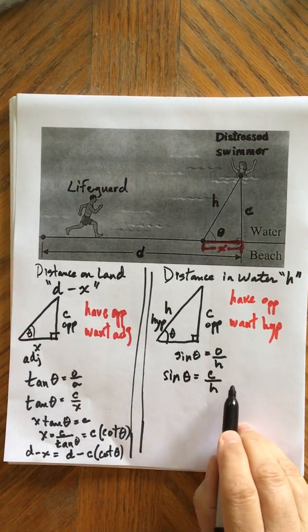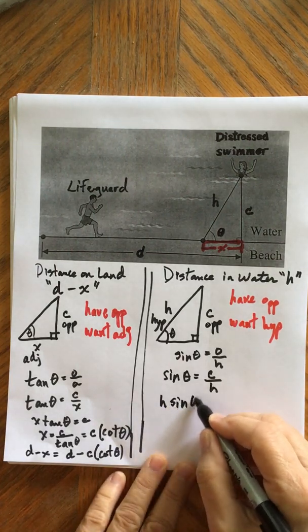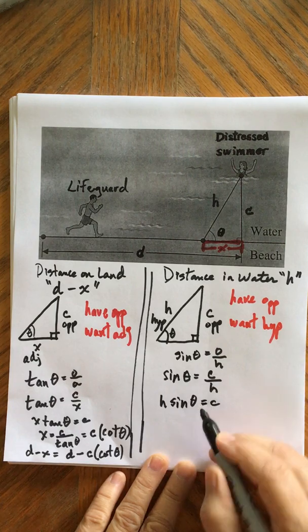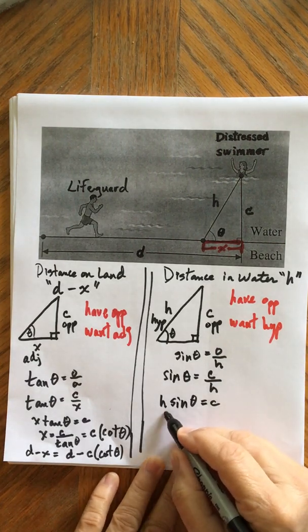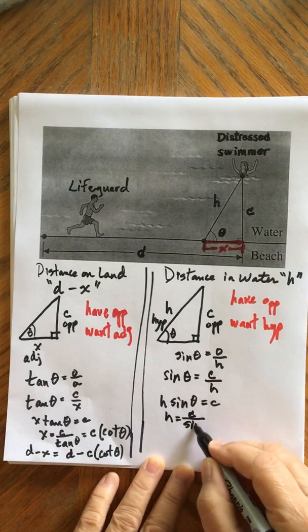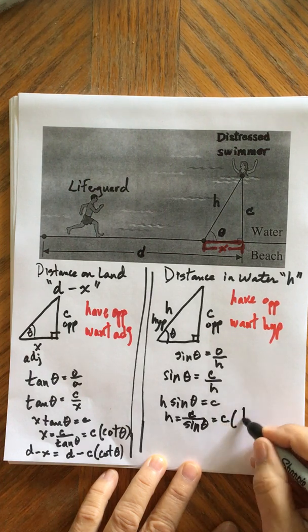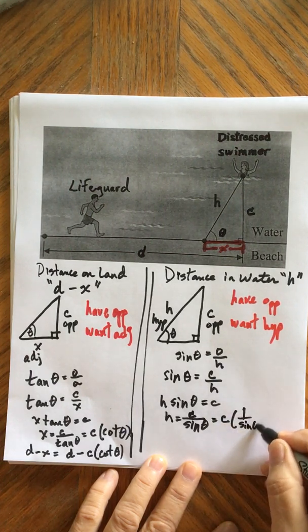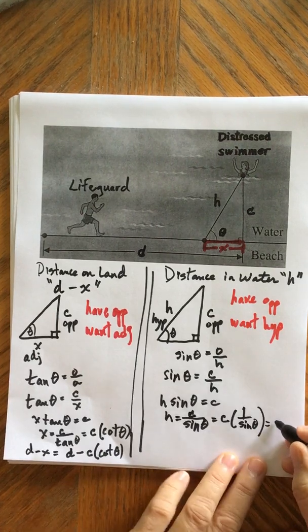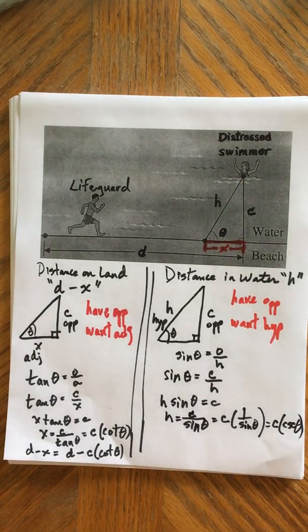Since h is in the denominator, I want to multiply both sides of the equation. So I'll have h sine theta is c. And now divide both sides by sine theta. So h equals c divided by sine theta, which would be fine. Some people will say c times 1 over sine theta, which is c times cosecant theta. Okay, so there's your answer for h.